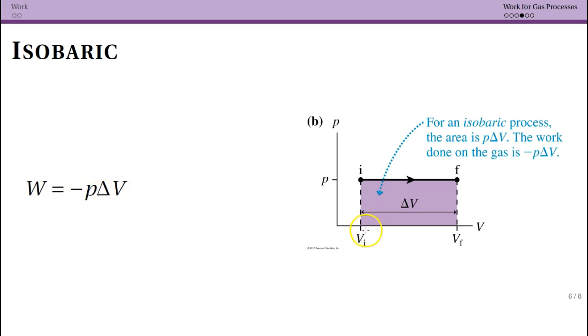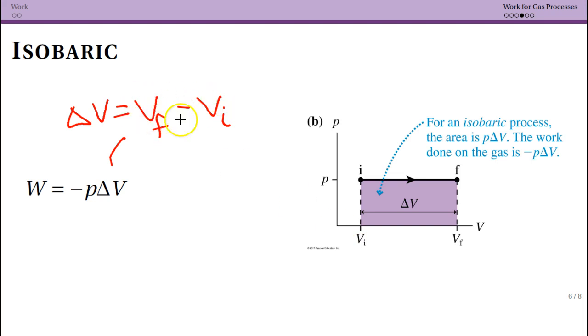If you have an increase in volume, that delta V is positive, you have negative work done. Remember that delta V is equal to V final minus V initial. So make sure that you get your signs right. Frequently, we're not going to be involving zero volume here, since that doesn't make any sense for an ideal gas process.